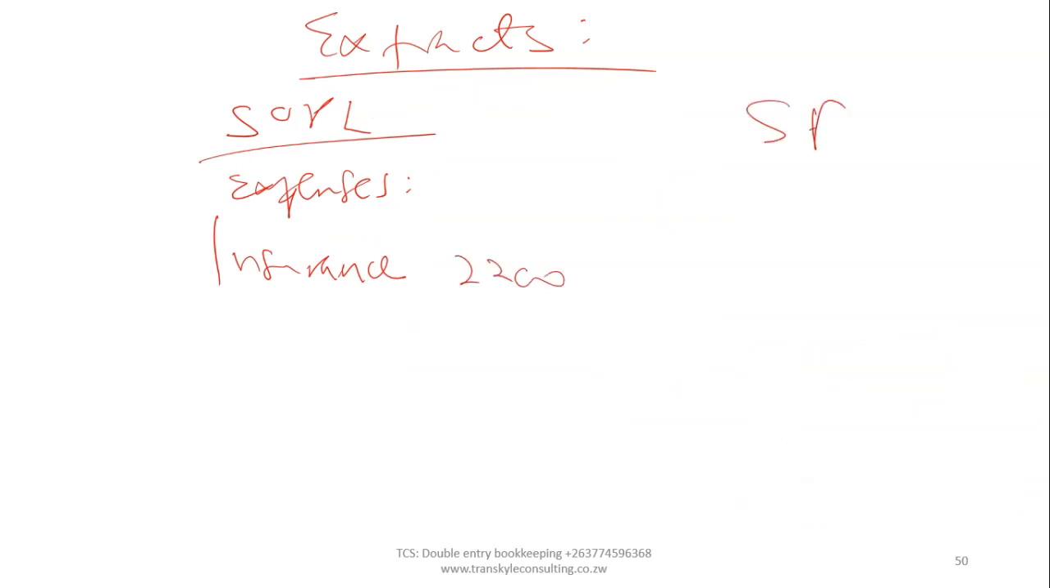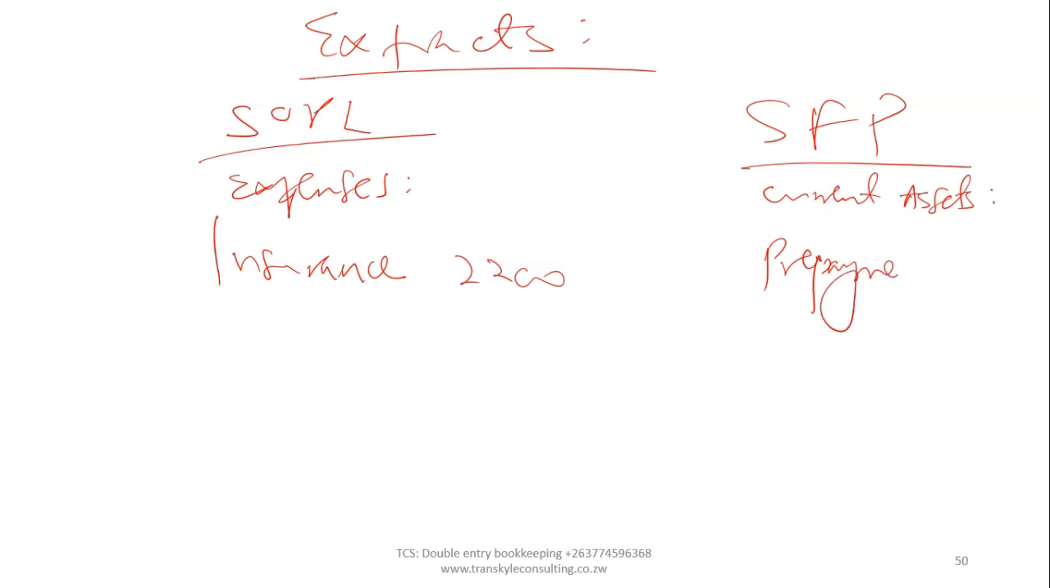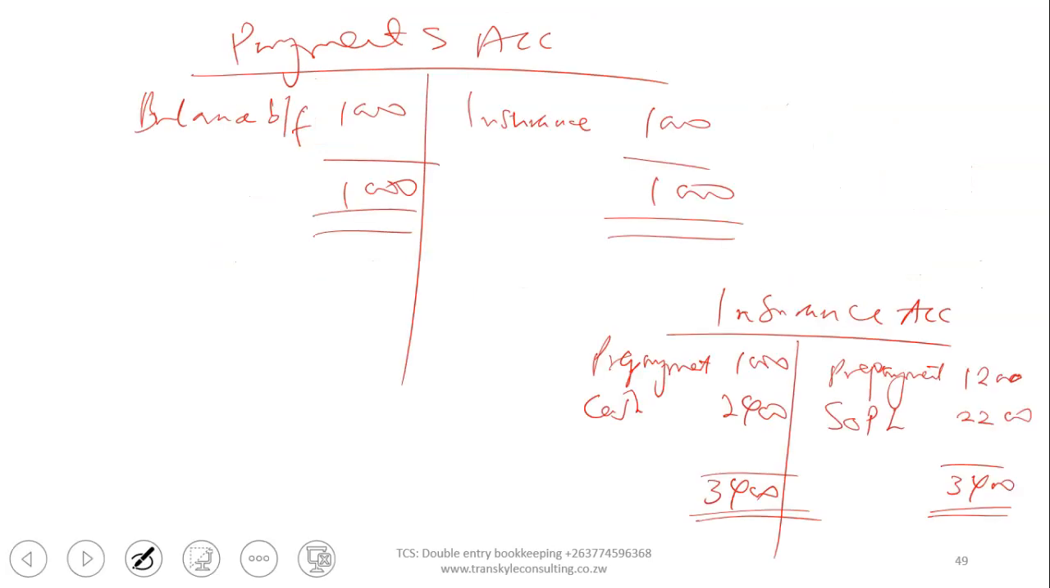What about the SFP extract under the current assets? Current assets should show us a prepayment of 1,200, which is this one, because it relates to the future year, the next financial period.